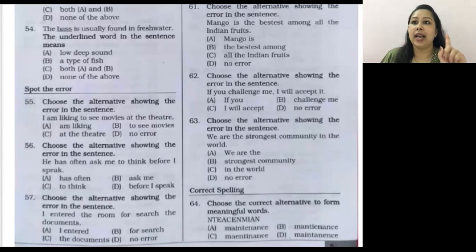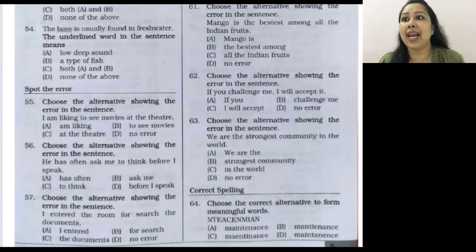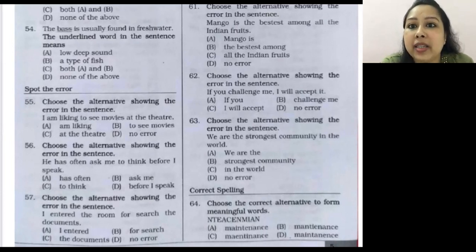Again, I'm repeating, this particular part of the question would ask you to find out what part in the sentence is incorrect. It sounds vague, grammatically incorrect, technically incorrect, whatsoever, and you have to pick that particular option. All right. I am liking to see movies. What is I am liking? It should be I like. So am liking is incorrect. A is my first option.